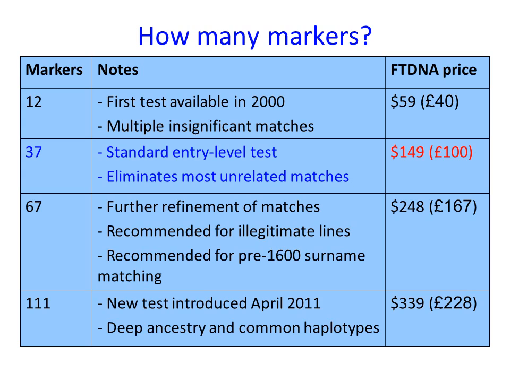And there are some cases where people have large numbers of matches even at 67 markers, and then they really need to go up to 111 markers. And 111 markers is also useful if you're interested in investigating your deep ancestry.